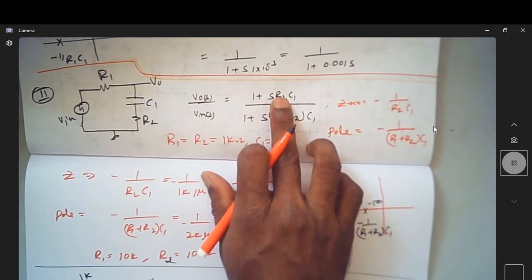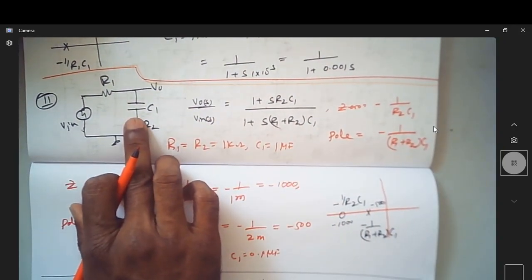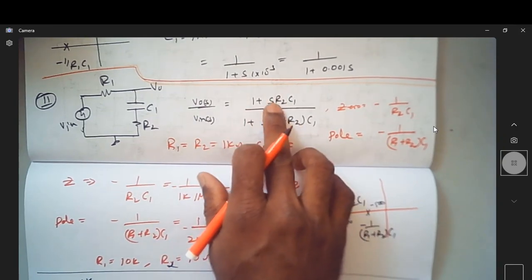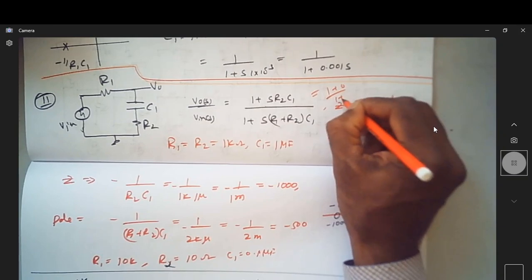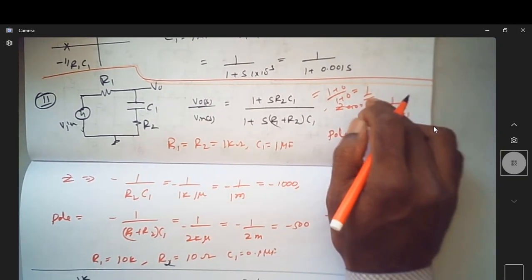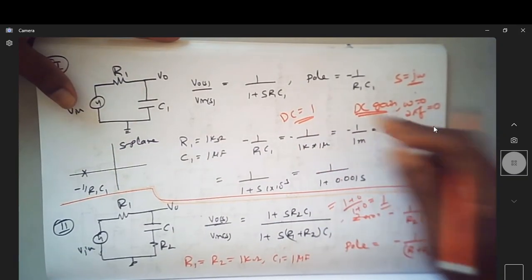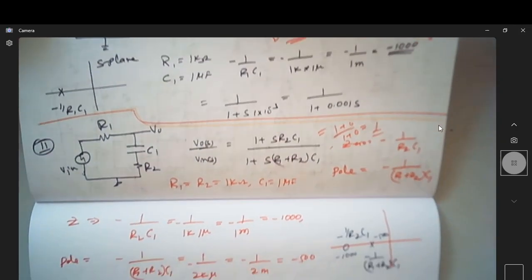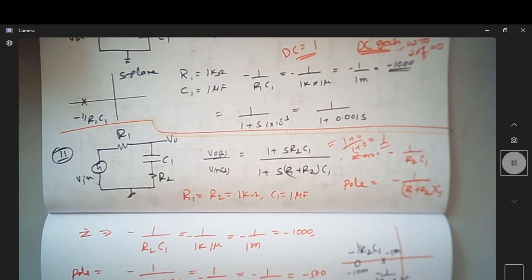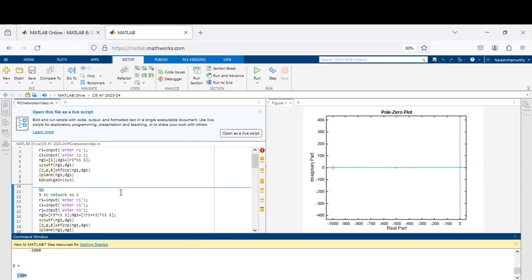Come to the same here. What happens to the DC gain of this? Again, wherever S is there, substitute it as 0. So you end up with 1 plus 0 by 1 plus 0. Is the DC gain again 1? So the DC gain in this case is 1. Let us verify whether the DC gains are 1 for the previous two circuits.